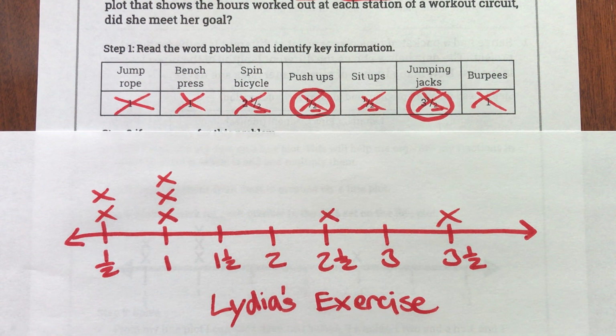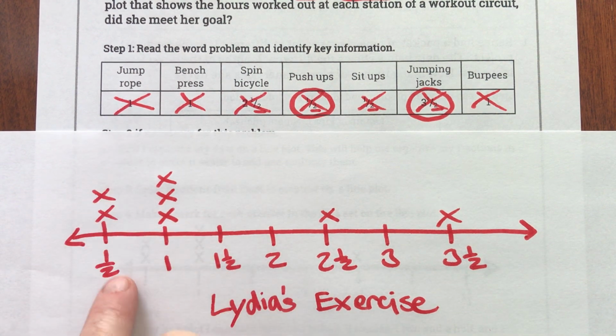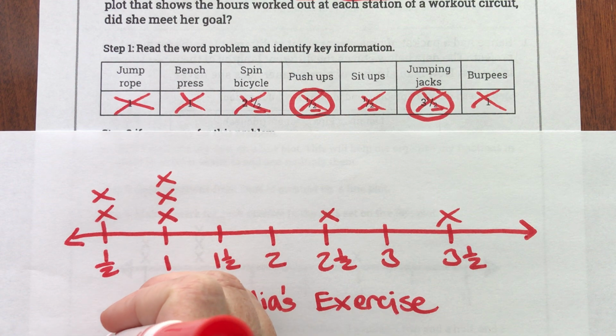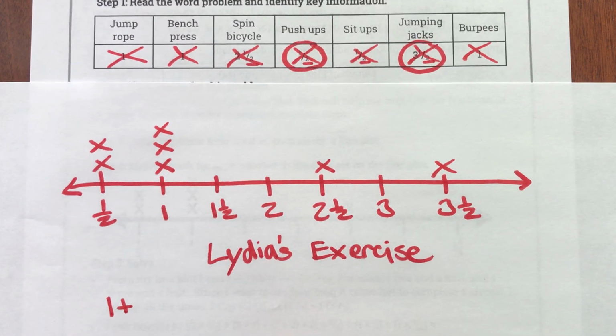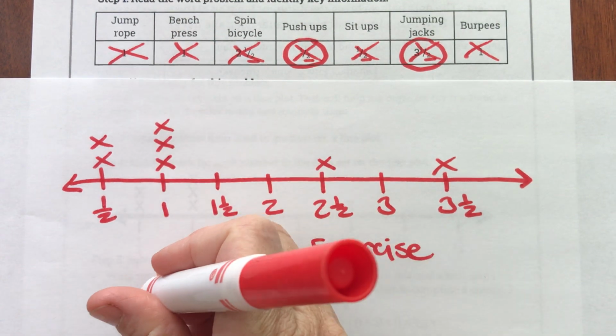Okay, so now my number line or my line plot's made. Now I'm going to use multiplication or addition to solve this. So the way that this kind of works well is I can look at these together and say 1/2 plus 1/2 would equal 1. 1, 1, 1, so 3 1s is 3.